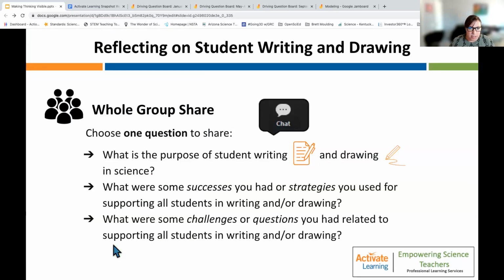Here we go. So whole group share one question in the chat. You can either choose purpose, some successes, some strategies, or challenges. So find the chat. Let's just start thinking about our own thinking with writing and drawing in science.